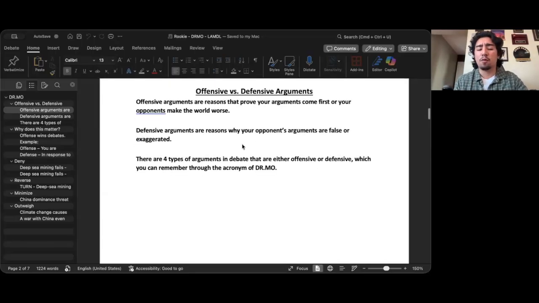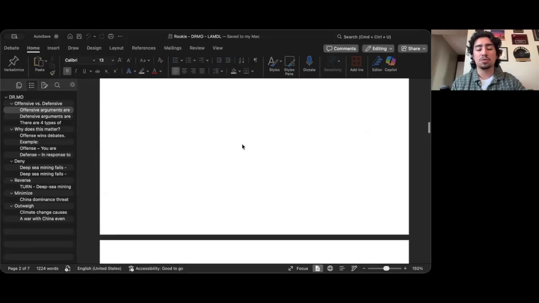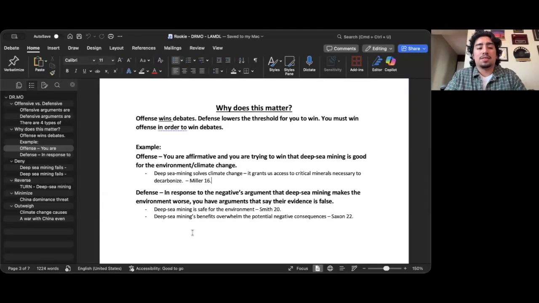There are generally four types of arguments in debate that are either offensive or defensive, which you can remember through the acronym of DR.MO. And usually almost every argument falls under these four categories for the large majority of them. Okay, so let's talk about why the distinction between offensive and defensive arguments matters. The main distinction is that offense wins debates, defense lowers the threshold for you to win.